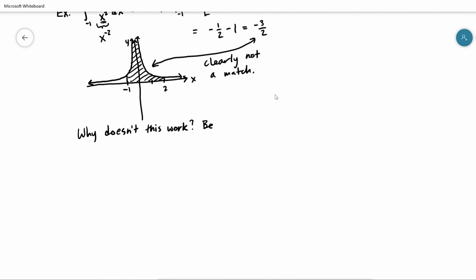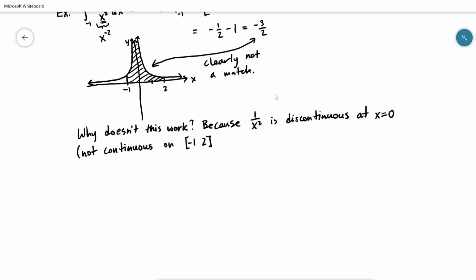So it doesn't work because 1 over x squared is discontinuous at x equals 0. There's an asymptote. So it's not continuous on, it doesn't matter that it's at 0 so much as that it's not continuous on the interval from negative 1 to 2. Any point in there where we had some discontinuity could throw this off. So fundamental theorem of calculus part 2 doesn't apply.